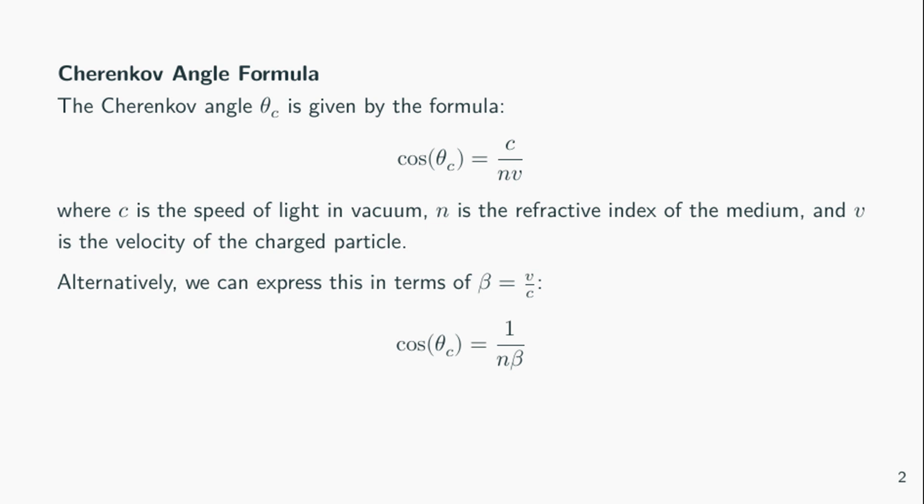Now we can also write this formula in a slightly different way. If we define beta as the ratio of the particle's velocity to the speed of light, or v over c, then the formula becomes the cosine of theta c equals 1 over n times beta. This is often a bit more convenient to work with.